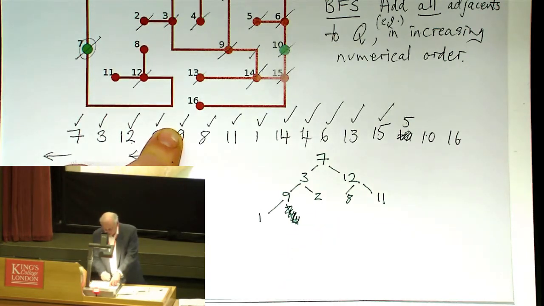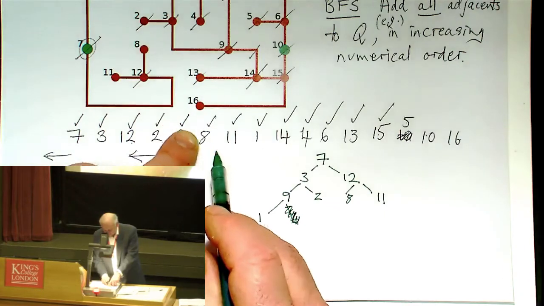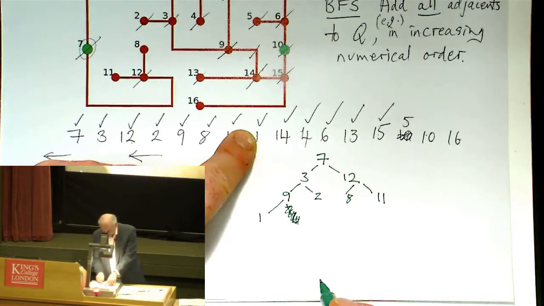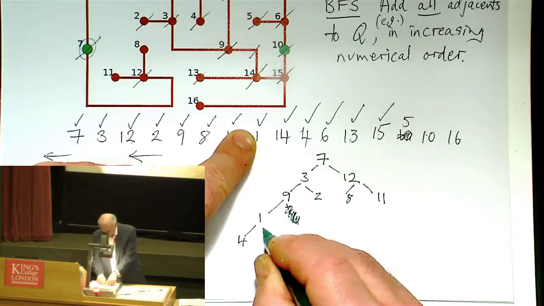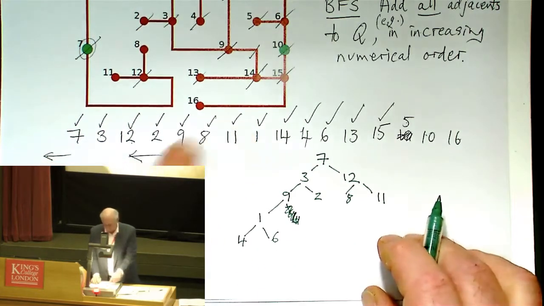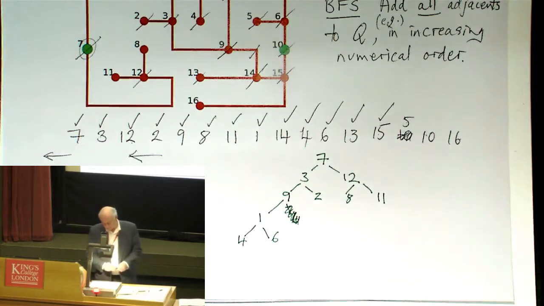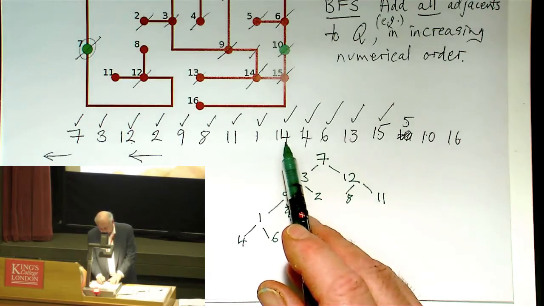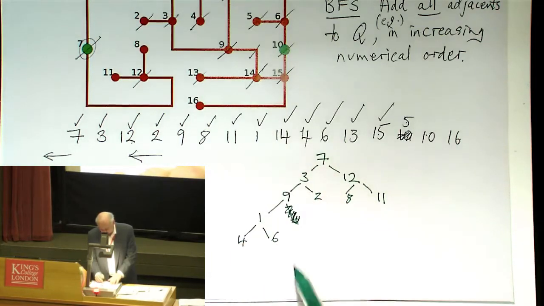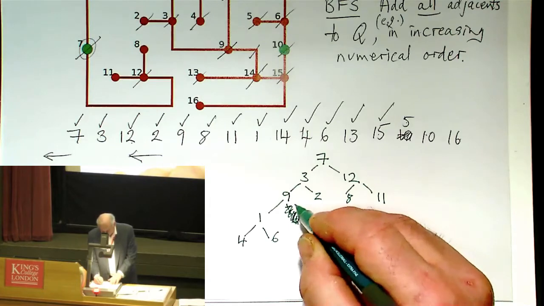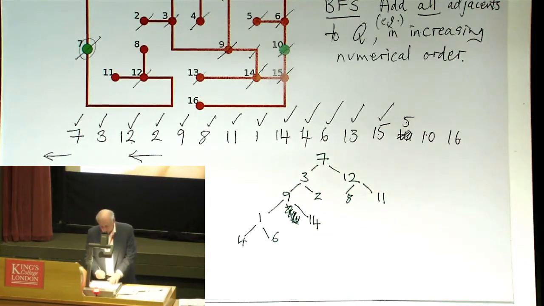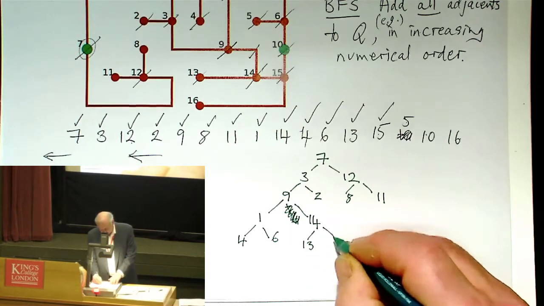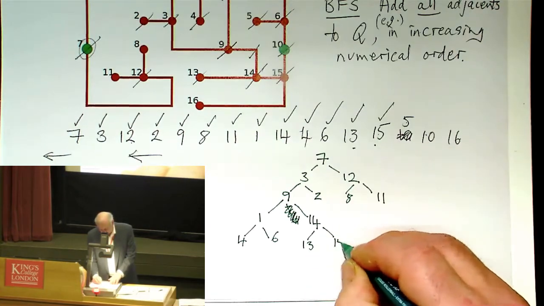And then the 1 was adjacent, then where have I got to? The 8, nothing. 11, nothing. The 1 was adjacent to 4 and 6. You still see that? And then 14, we actually got to 14, but I've left that out. Why did I leave that out? Because 9 was adjacent to 1 and 14. I should have put that. And then the 14 is adjacent to 13 and 15. So I've come up to there now.